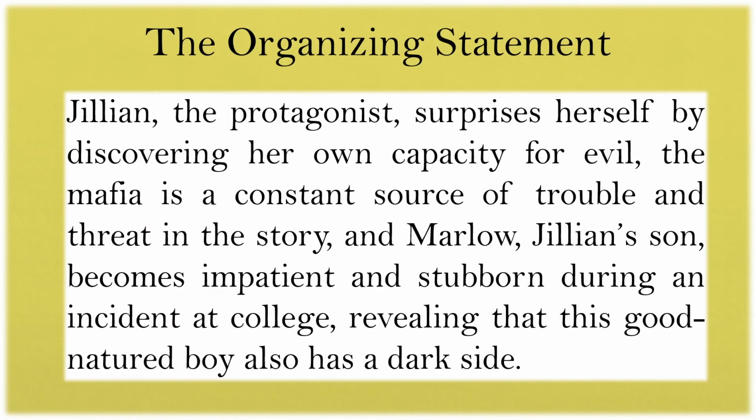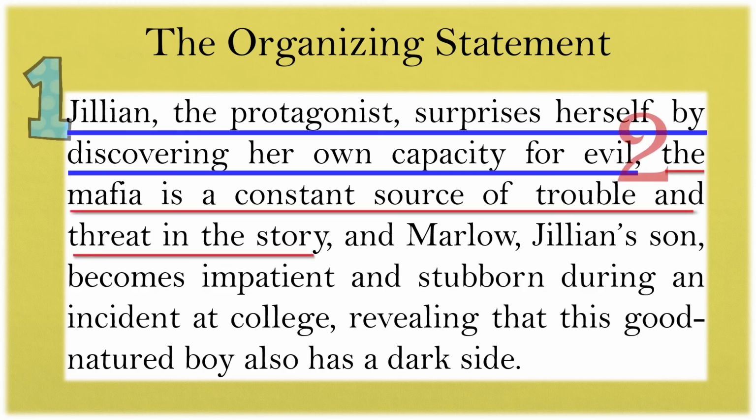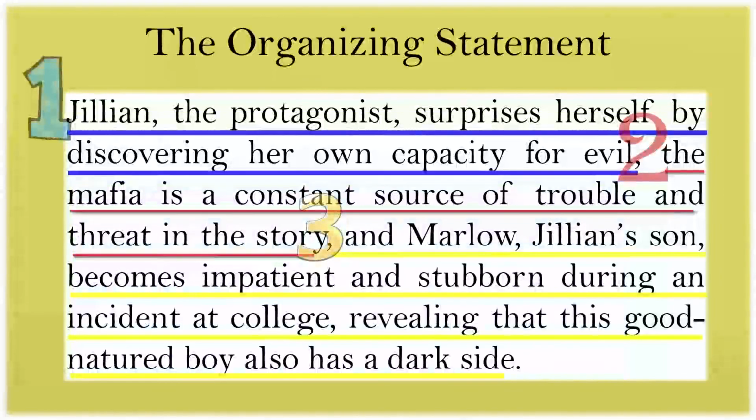Jillian, the protagonist, surprises herself by discovering her own capacity for evil. The mafia is a constant source of trouble and threat in the story. And Marlowe, Jillian's son, becomes impatient and stubborn during an incident at college, revealing that this good-natured boy also has a dark side.